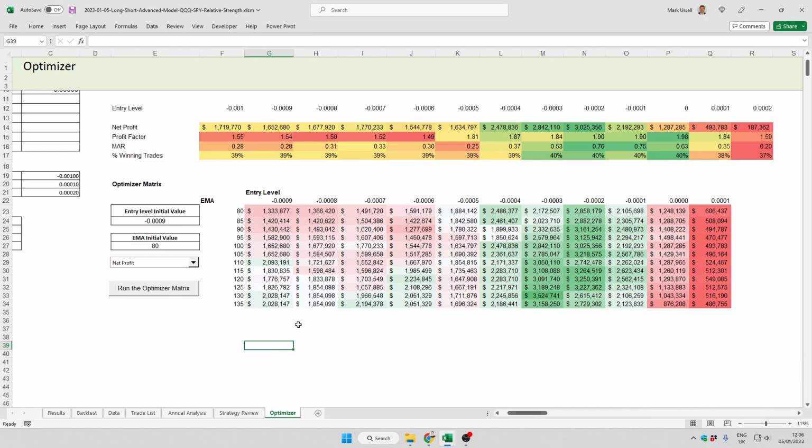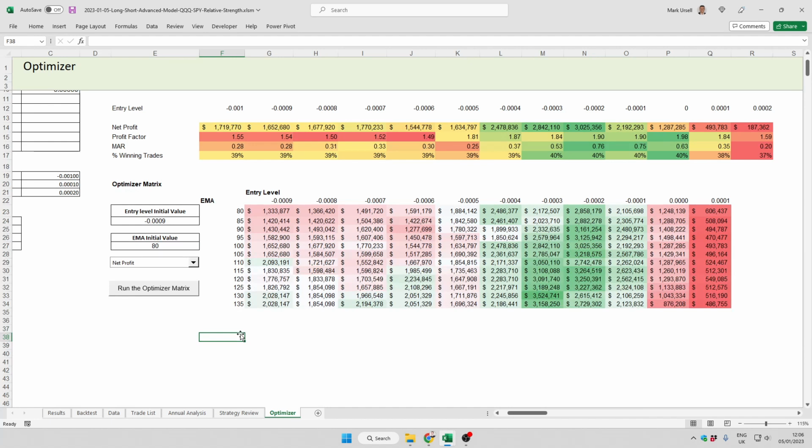This is a new feature in the latest Trading Form backtest models, which Trading Form members have. You can see here we have an optimizer matrix. This is an automated matrix to compare two different variables. So firstly, EMA between 80 and 135. This is the look back period.